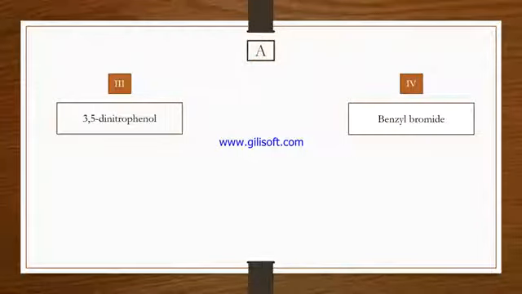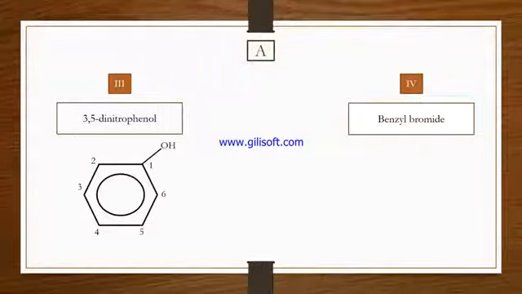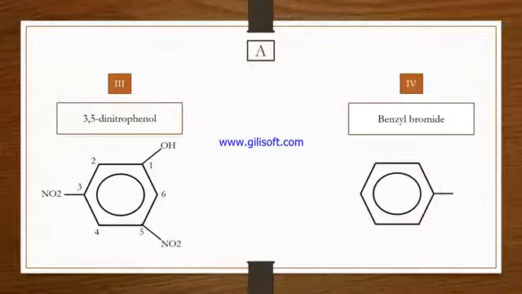Draw 3,5-dinitrophenol. First, we need to draw the phenol. Phenol is a phenyl group bonded to a hydroxy group. Then, add NO2 to the phenol at the carbon number 3 and number 5. So we get 3,5-dinitrophenol. For the question A4, draw benzyl bromide. So we just need to draw a benzene ring substituted with a bromomethyl group.